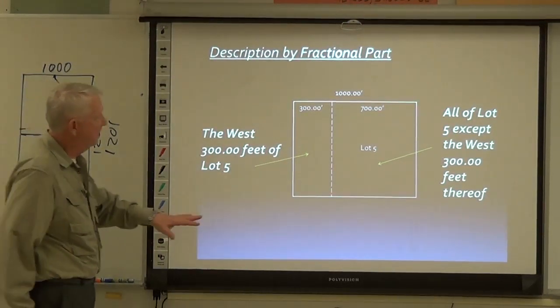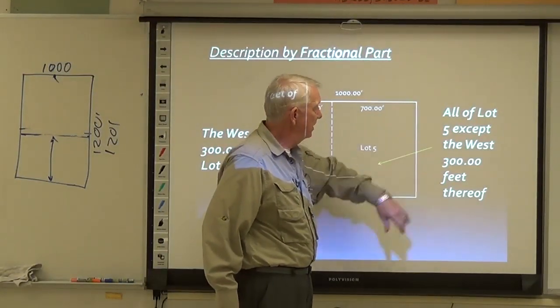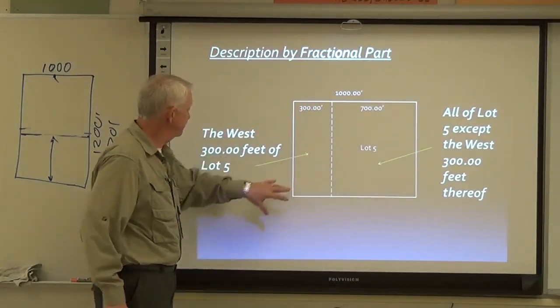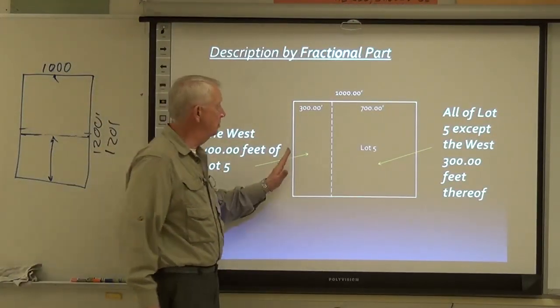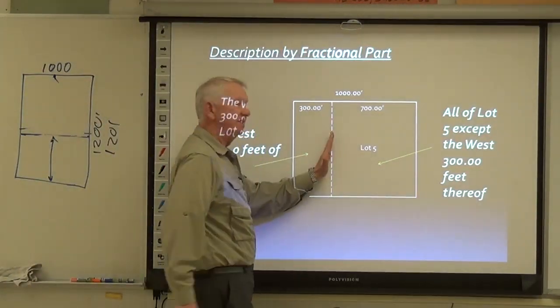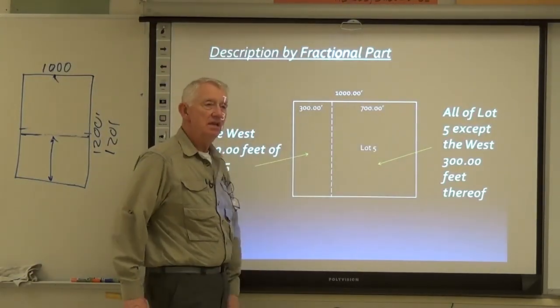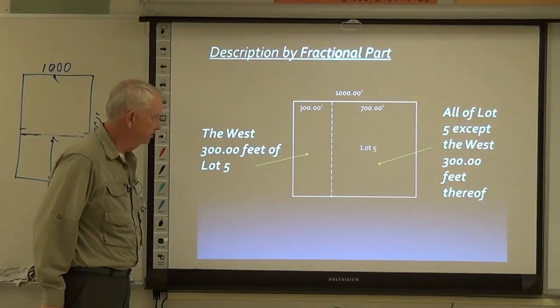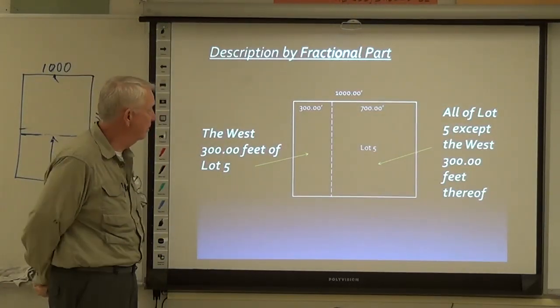But what I would say is all of lot 5, except the west 300 feet, because this legal description was previously the west 300 feet. And what you're doing is you're saying everything except what this guy owns. And so that's making this, there can't be a gap or an overlap.